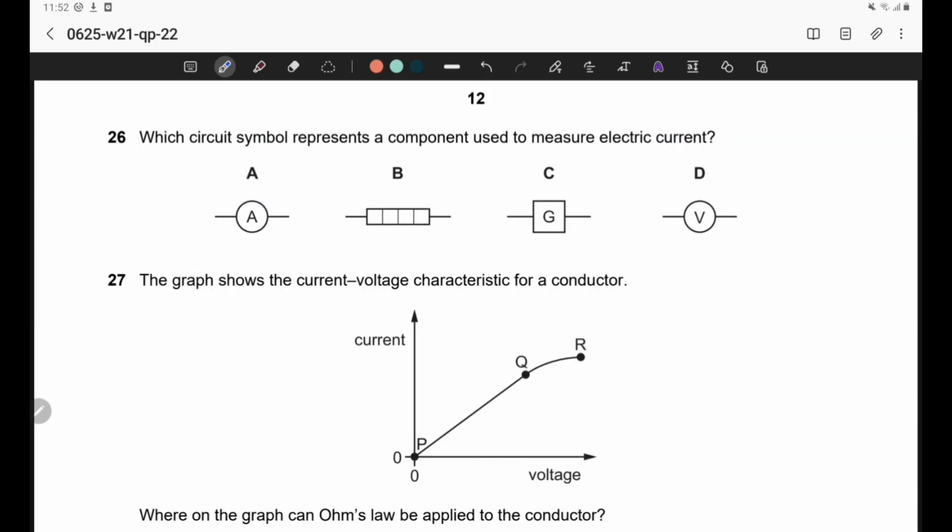Question 26. Which circuit symbol represents a component used to measure electric current? And the answer is very simple, which is ammeter.